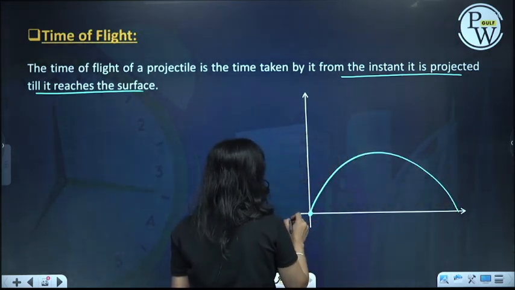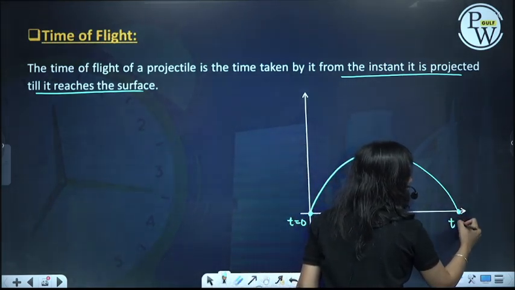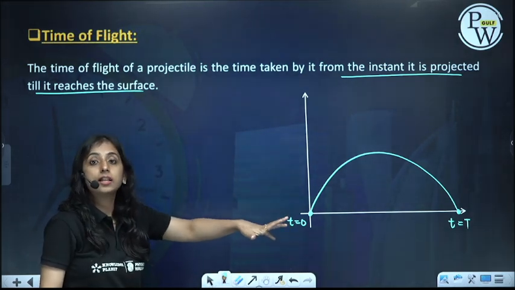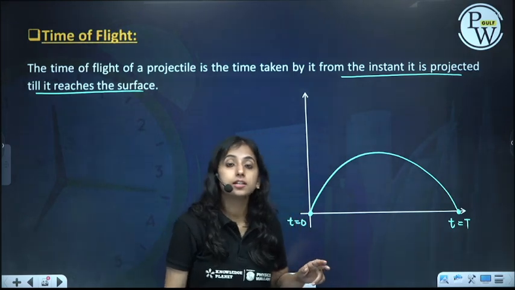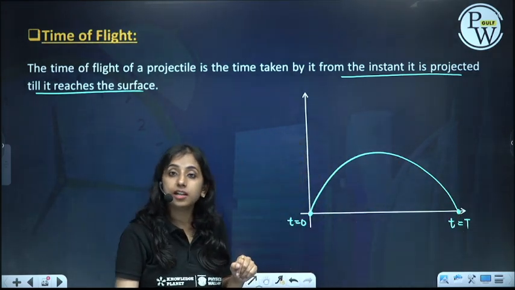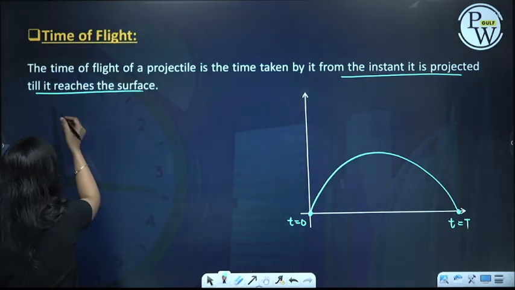Okay, so at t is equal to 0, the particle is here, and at t is equal to capital T, the particle reaches the same surface again. So in time T, Sy is 0. From 0, again the y coordinate is 0.